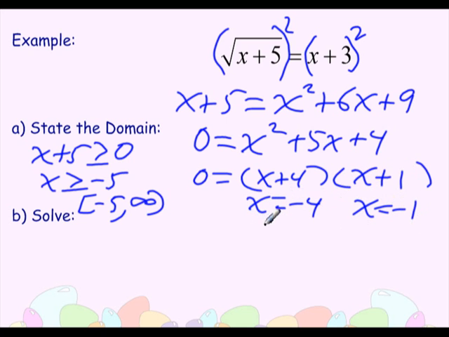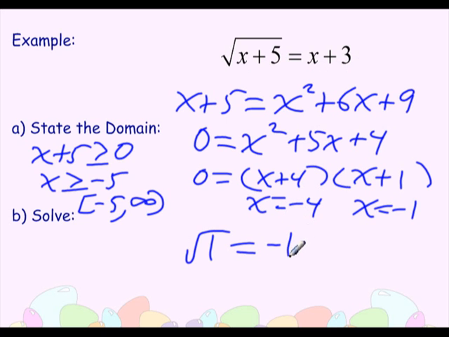Now I'm checking to see, first of all, that those two numbers are in my domain, which they are. Negative 4 and negative 1 are both in that domain. They're both bigger than negative 5. And I need to check to make sure that they actually work. So I'm going to plug back into the original equation. So negative 4 plus 5 is 1, so square root of 1 equals negative 4 plus 3. Negative 4 plus 3 is negative 1. Wah, wah. It didn't work. What? But we did everything right.